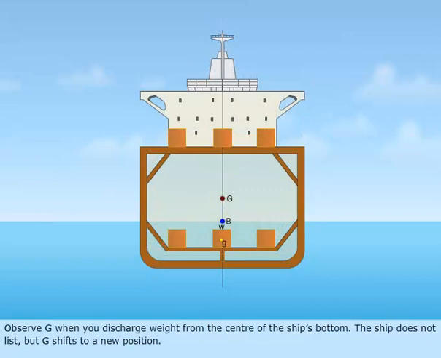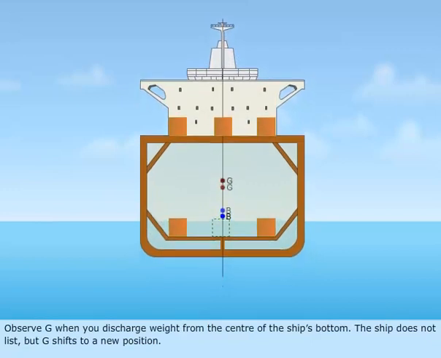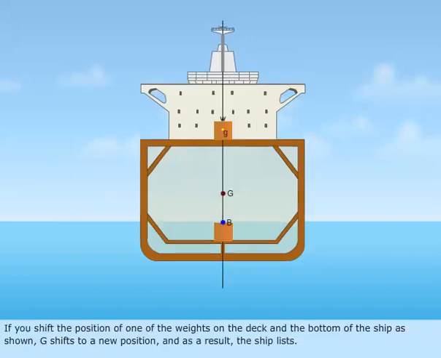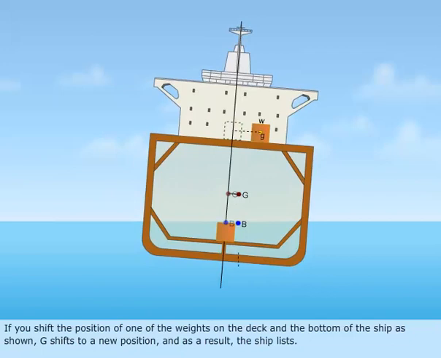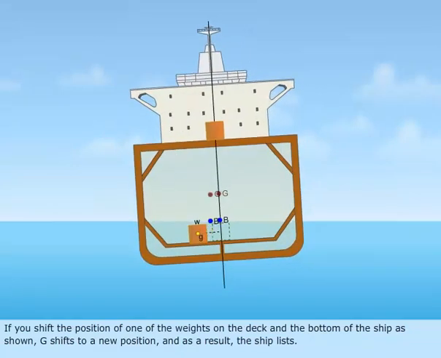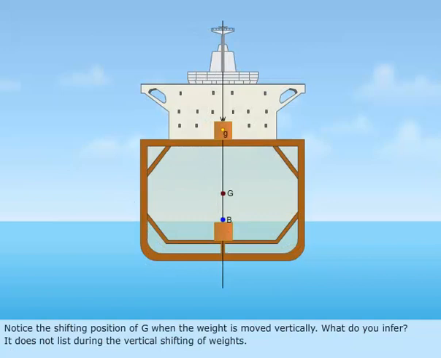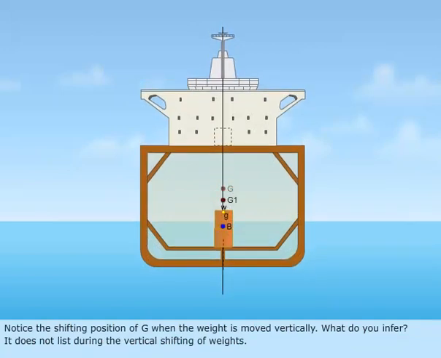Observe G when you discharge weight from the center of the ship's bottom. The ship does not list, but G shifts to a new position. If you shift the position of one of the weights on the deck and the bottom of the ship as shown, G shifts to a new position, and as a result, the ship lists. Notice the shifting position of G when the weight is moved vertically. What do you infer? It does not list during the vertical shifting of weights.